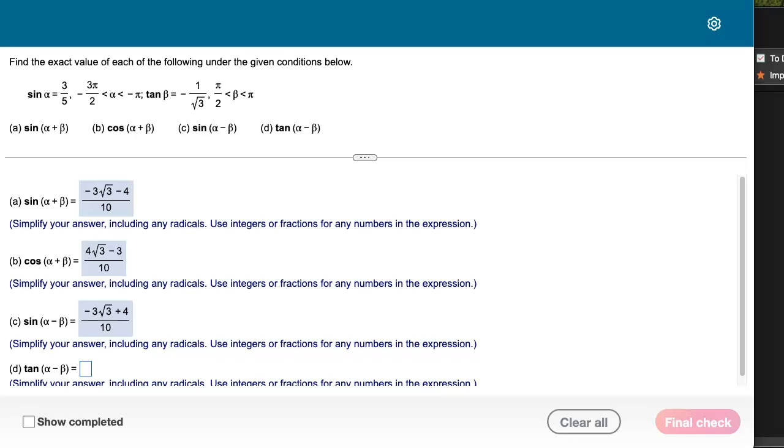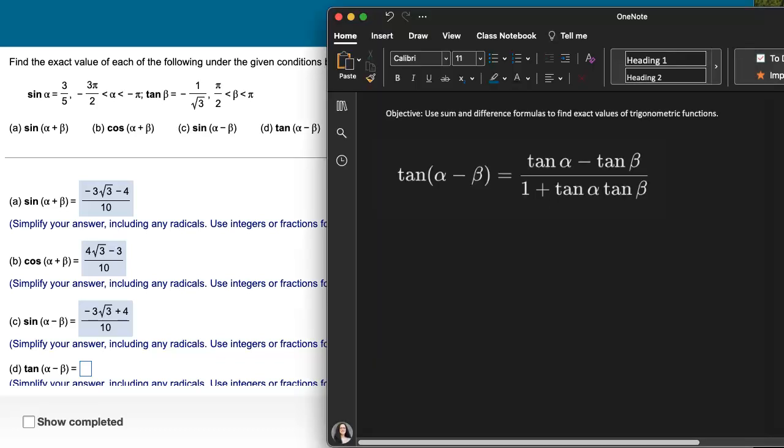In this video, we're going to use the sum and difference formulas to find exact values of trigonometric functions. Specifically, we're going to look at part D, the tangent of alpha minus beta. First off, we have a formula that we're given, the tangent difference identity formula.